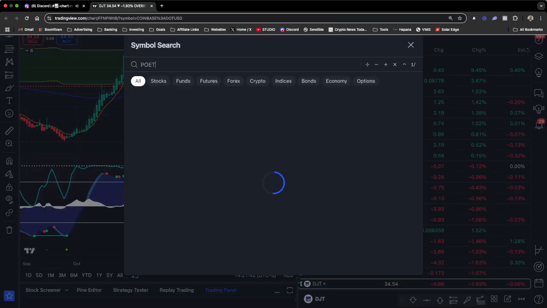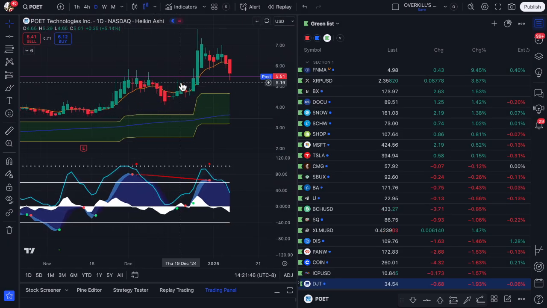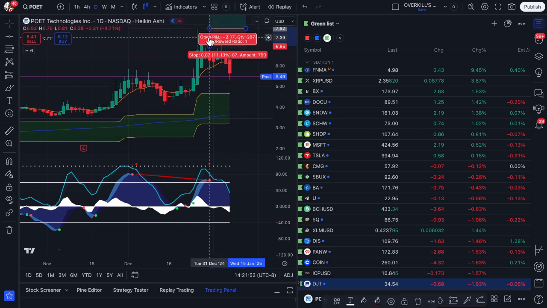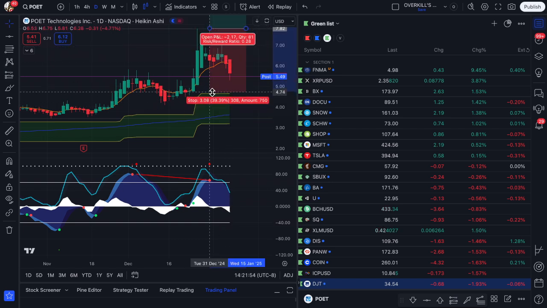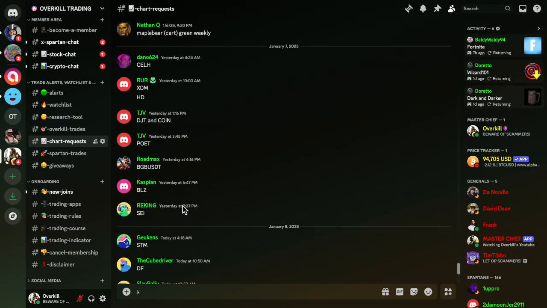Coinbase, we covered. POET Technologies. Again, wait till that one retraces into the golden zone. I like to see that one closer to the golden zone. We're not sitting at as much of a premium. Up here you were sitting at a 39% premium. Once we get to that range, we want to take profits, because this thing will most likely come back down to the $4 to $5 range. Just wait on the green dot on that one.